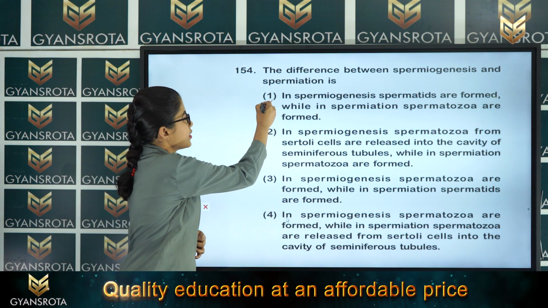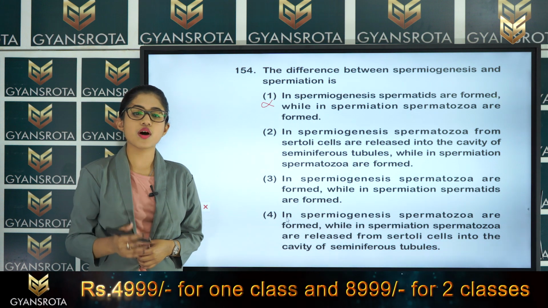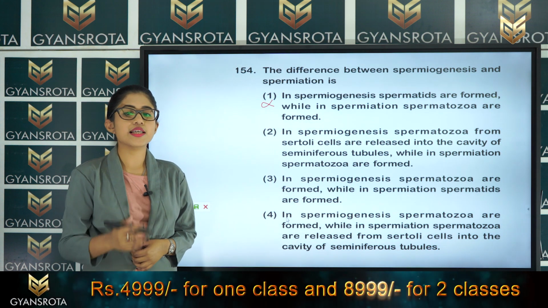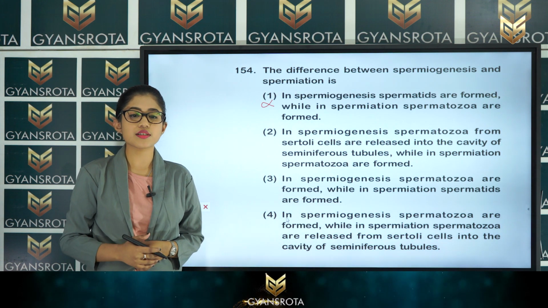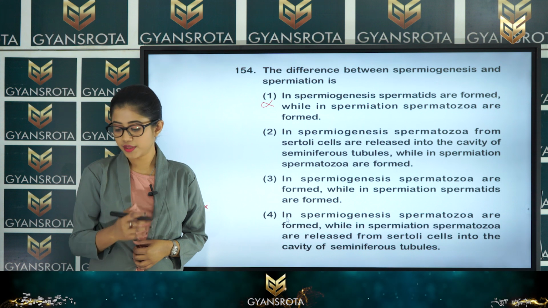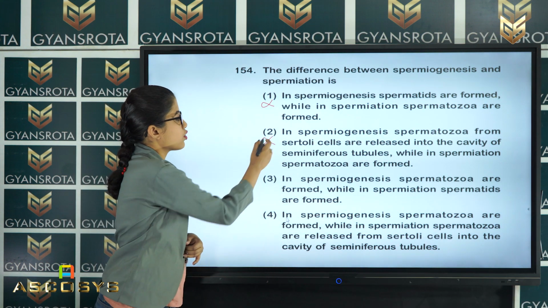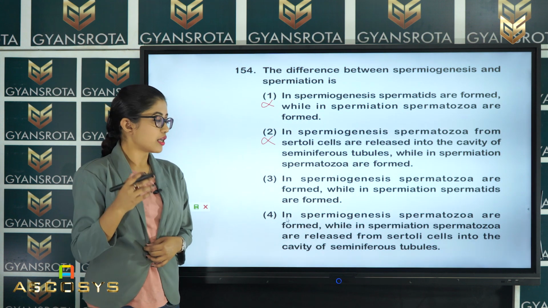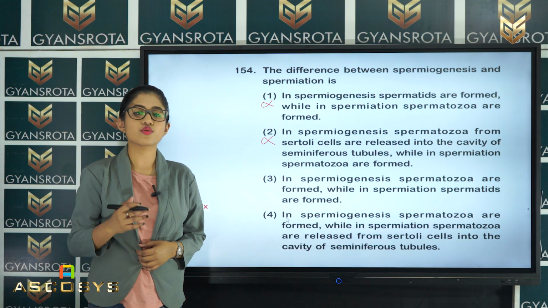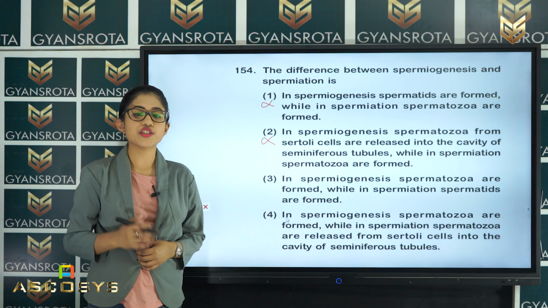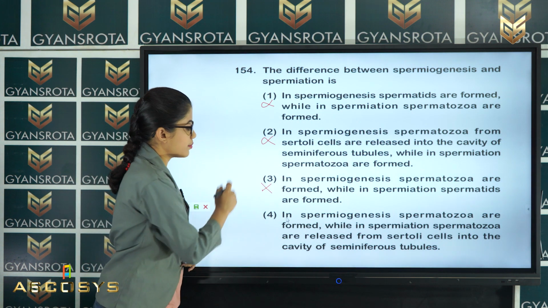So, that option is incorrect. The next option is in spermiogenesis, spermatozoa from the Sertoli cells are released into the cavity of the seminiferous tubules, while in spermiation, spermatozoa are formed. This is also not a correct answer for this question. So, this should also be cut out. Now, the option number 3, in spermiogenesis, spermatozoa are formed, while in spermiation, spermatids are formed. This is an absolutely wrong statement.